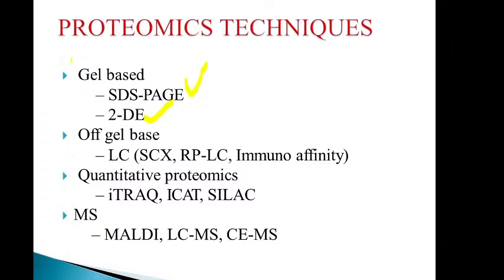So this is by gel based techniques. In both SDS and 2D gel electrophoresis, we are using the gel, which may be agarose, which may be polyacrylamide. And then we have off-gel based techniques, when we are not using the gel. And after it we have quantitative proteomics. These all are the methods for the separation of the protein. Like we have mass spectrometry, in which we have different types. This is also for the separation of the protein.